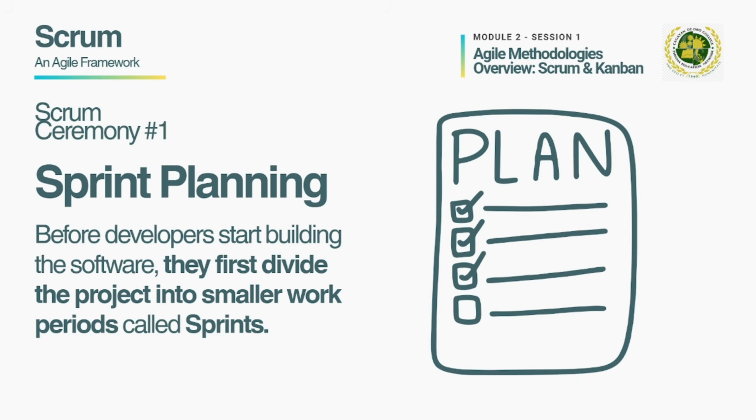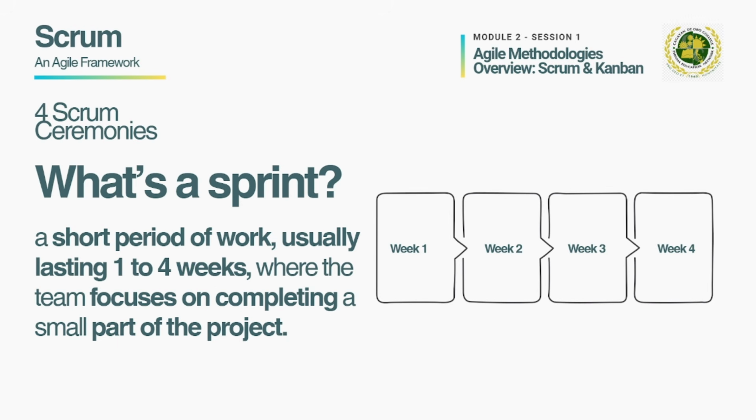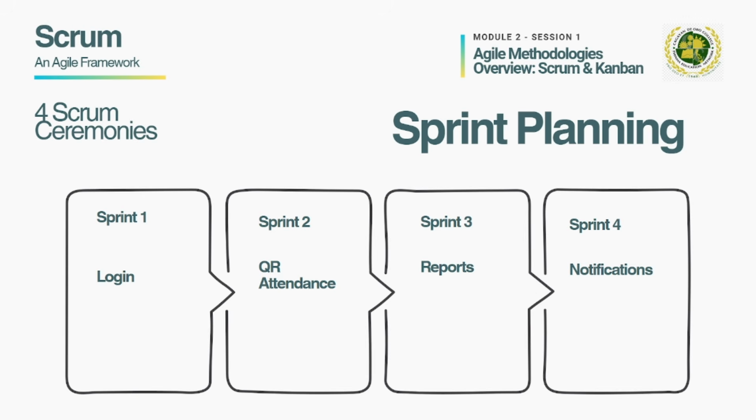We have Scrum ceremony number 1, which is sprint planning. Before developers start building the software, they first divide the project into smaller work periods called sprints. Now, what is a sprint? A sprint is a short period of work, usually lasting 1 to 4 weeks, where the team focuses on completing a small part of the project. Instead of building everything at once, the team completes one small goal at a time. For this example, we have a sprint representing a week, where in sprint 1, they start off working with the login feature, for sprint 2, QR attendance, and so on.